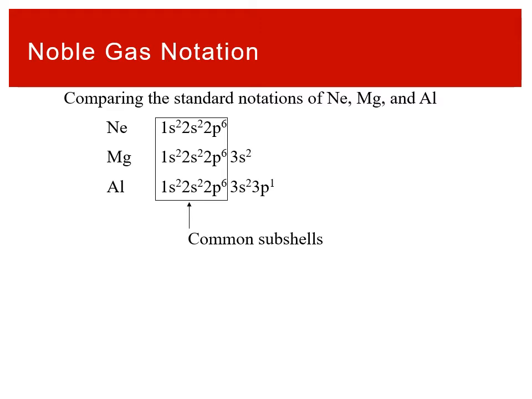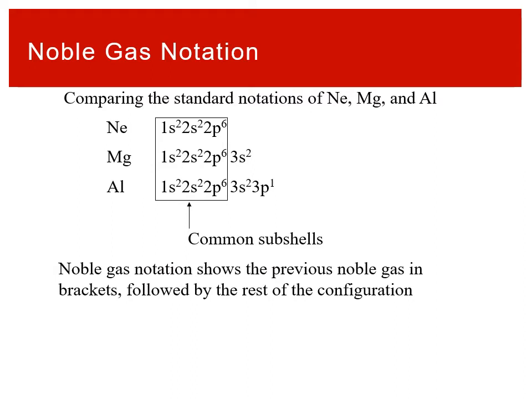They're all common. And so when these configurations can get really long and onerous, we want to maybe save some time. What we're going to do is use what's called noble gas notation. In noble gas notation, we're going to show the previous noble gas, basically the noble gas before that atom. We're going to put it in brackets, and then we're going to show the rest of the configuration.